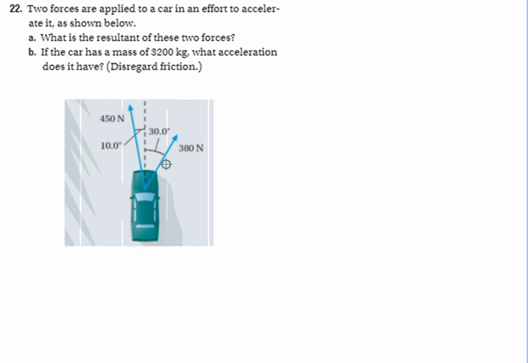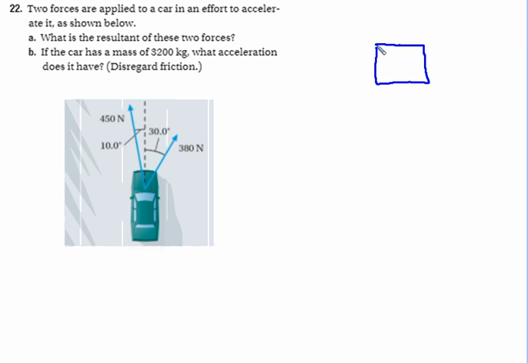We've got a car, and there are two forces being applied to this car, so those are external forces, and the effort is to accelerate it. And we know that it will accelerate if there's a net external force. So if these are the only two external forces on it, we need to determine if they come out to a net force. So how do we do that? Well, let's just draw a free body diagram.